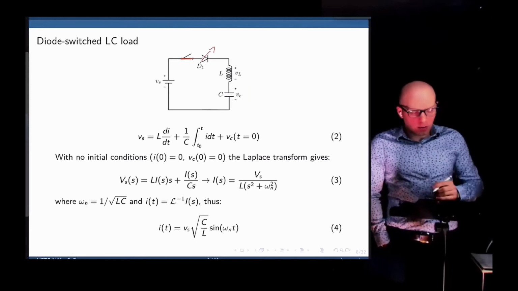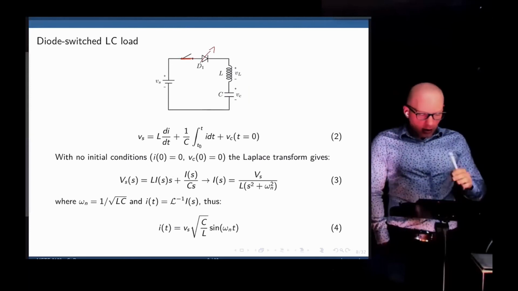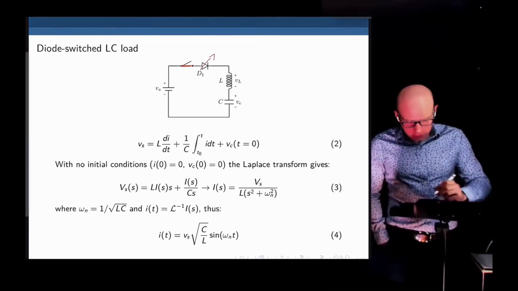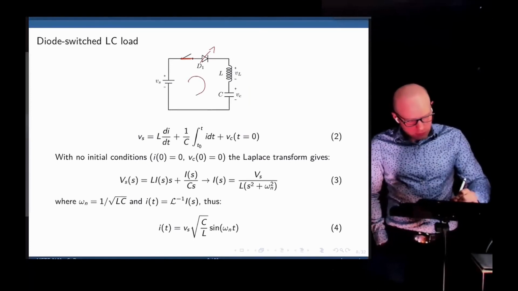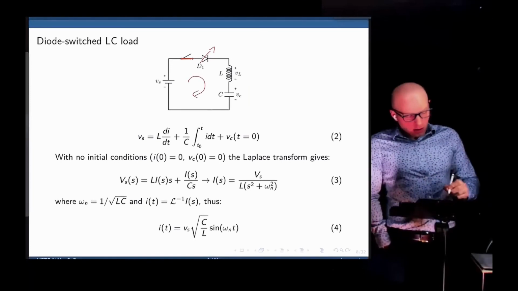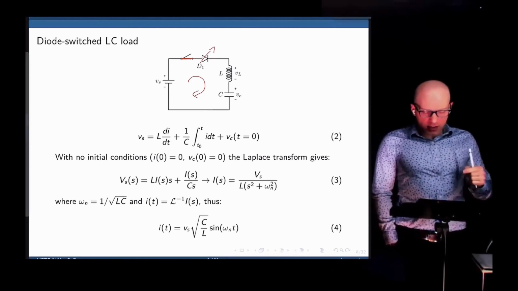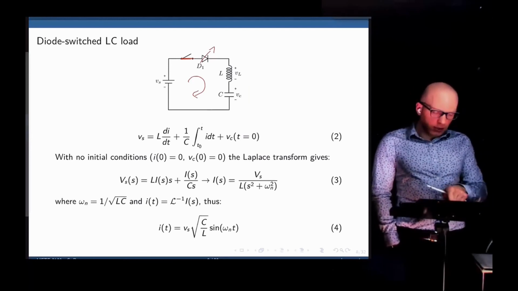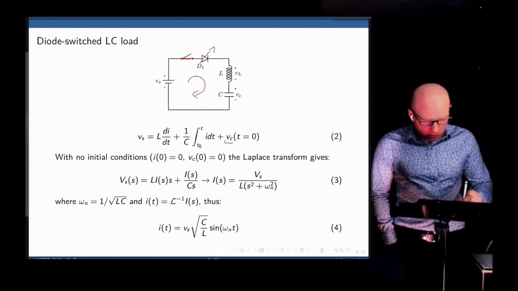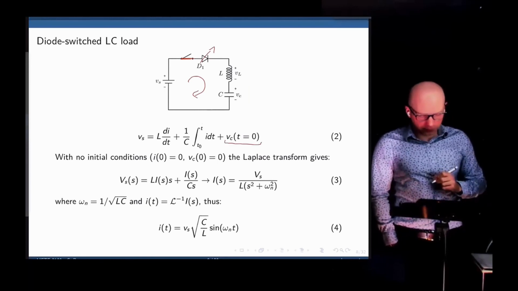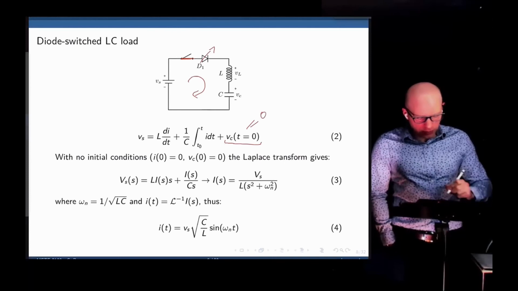Let's see that in the equations. Easy to see. If you apply Kirchhoff's law here, we can write this expression that we saw in control systems: Vs equals the voltage across the inductor plus the voltage across the capacitor plus the initial voltage across the capacitor. And let's assume that this is now zero.